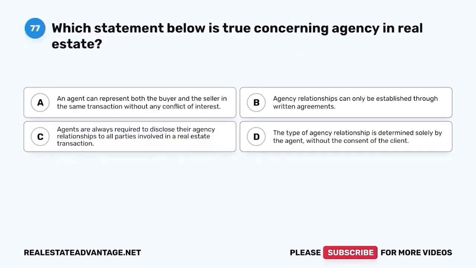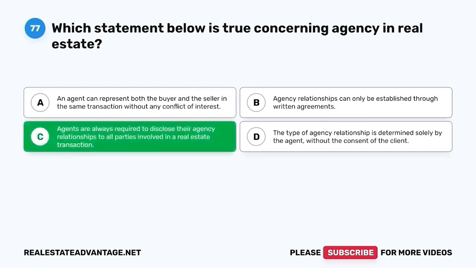Question 77. Which statement below is true concerning agency in real estate? A. An agent can represent both the buyer and the seller in the same transaction without any conflict of interest. B. Agency relationships can only be established through written agreements. C. Agents are always required to disclose their agency relationships to all parties involved in a real estate transaction. D. The type of agency relationship is determined solely by the agent, without the consent of the client.